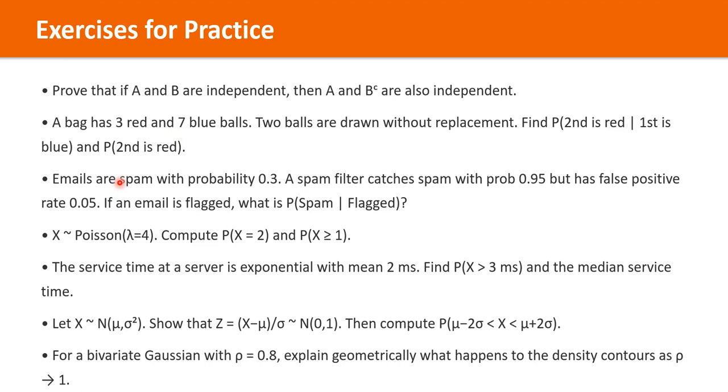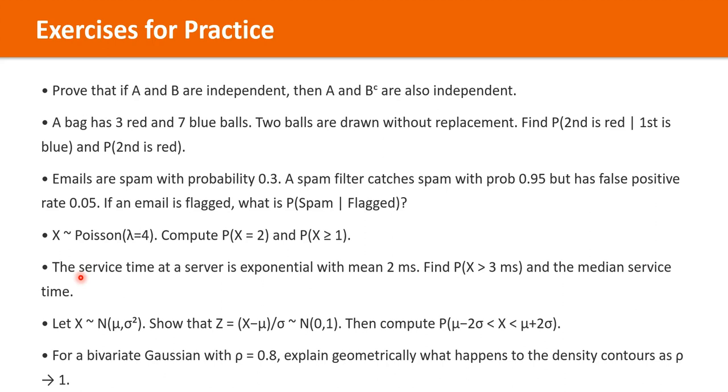Exercise 3. Emails are spam with probability 0.3. A spam filter catches spam with probability 0.95 but has a 5% false positive rate. If an email is flagged, what is the probability it is actually spam? Exercise 4. X is Poisson with lambda equals 4. Compute P of X equals 2 and P of X greater than or equal to 1. For the second, use the complement.